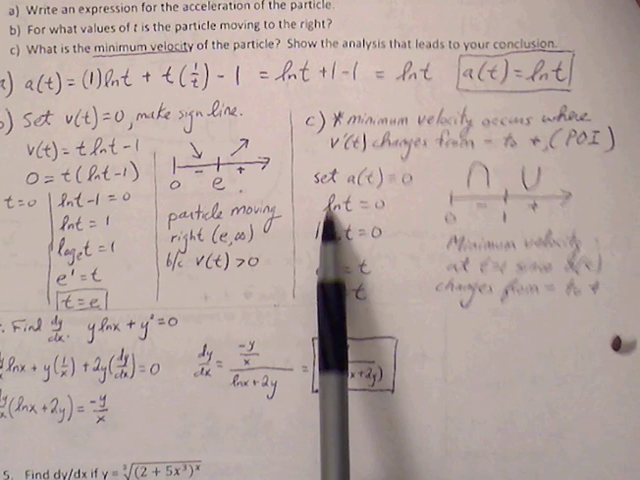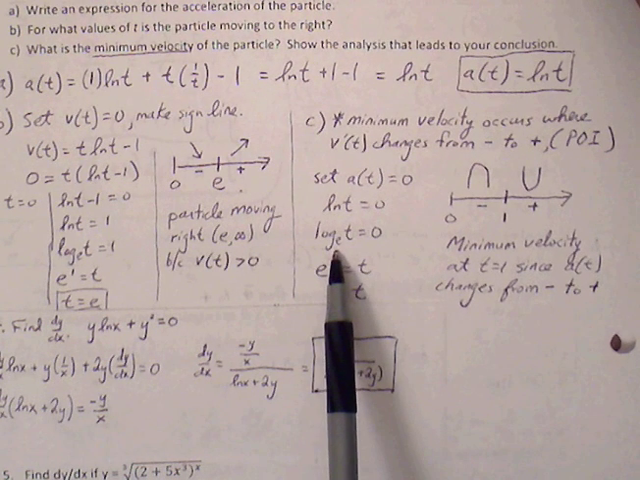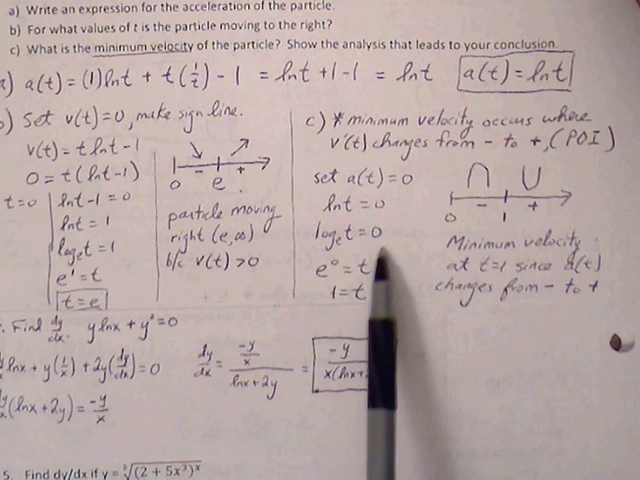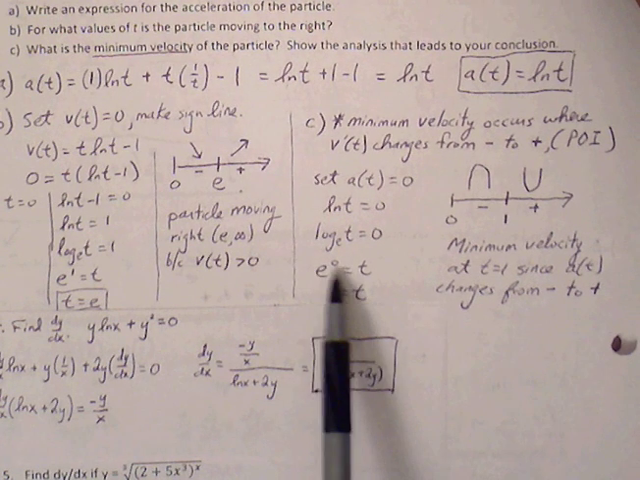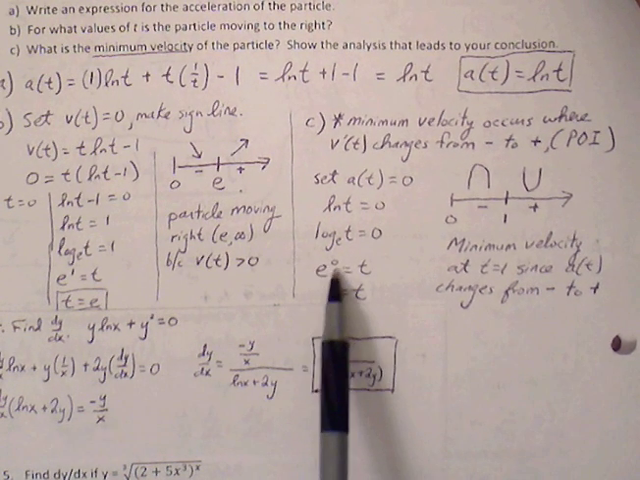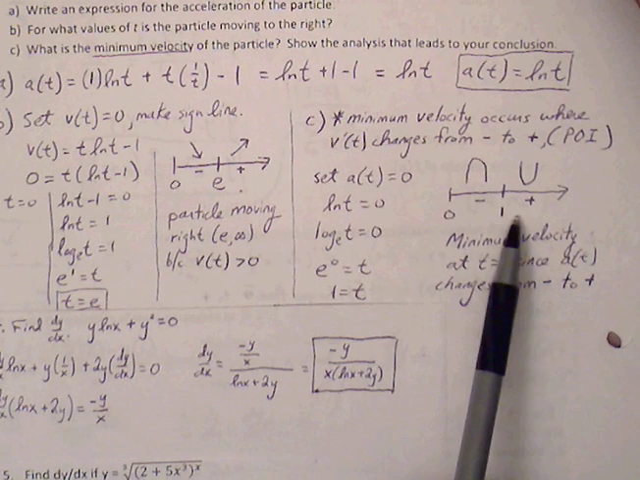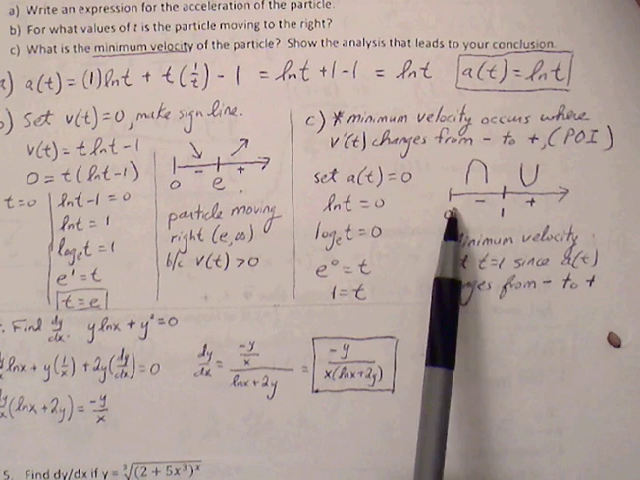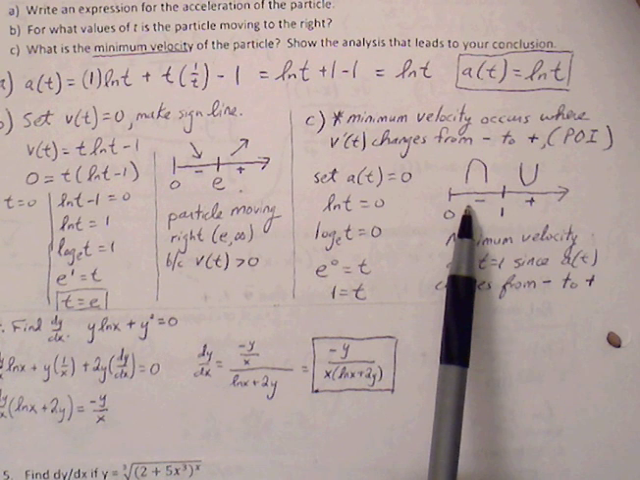To convert this to exponential form, I'm going to rewrite this as log base e of t is equal to 0. And then I have e to the 0 is equal to t, so t is equal to 1, because anything raised to the 0 is simply 1. So I have a critical point at 1. My starting point is at 0. Let's test the acceleration in this interval.